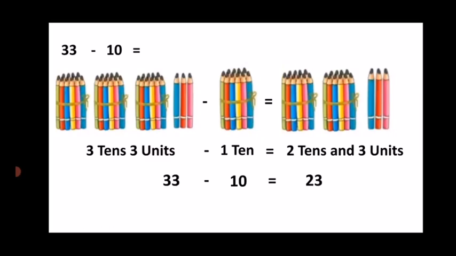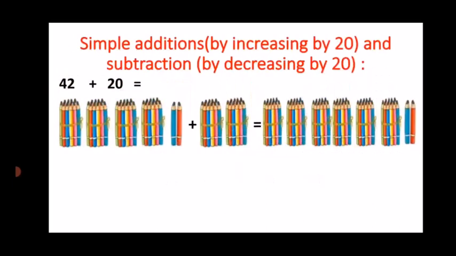Okay, so when we add 33 plus 10, we got 43. And when we subtract 33 minus 10, we got the answer 2 tens and 3 units. So now we'll do the same as we have done before, that is 33 plus 10 and 33 minus 10, but here there is some change, that is simple additions by increasing by 20. There it was by 10, but here it will be increasing by 20, and subtraction, that will be decreasing by 20. Okay, so here the sum is 42 plus 20.